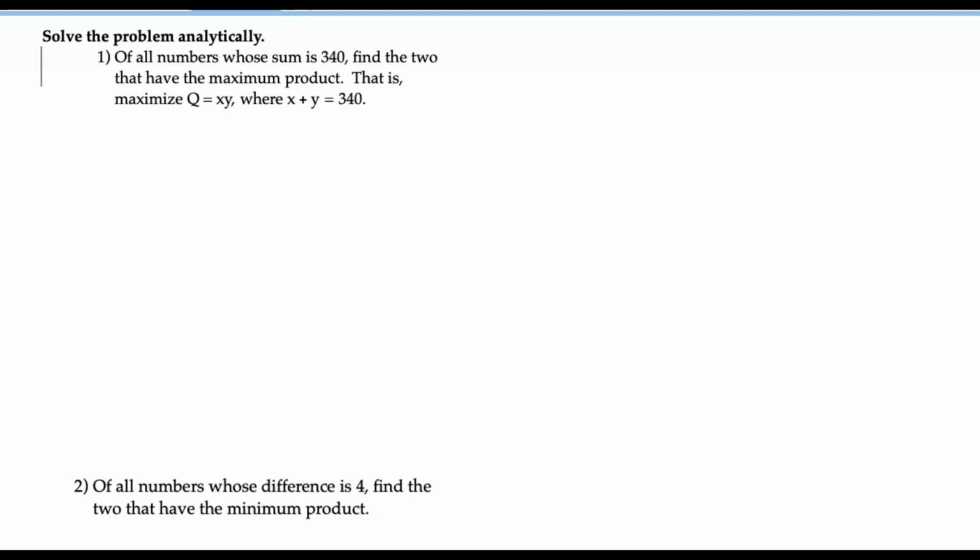It says, of all numbers whose sum is 340, find the two that have the maximum product. That is, maximize q equals x times y, where x plus y equals 340. So we're looking at this very simple problem.